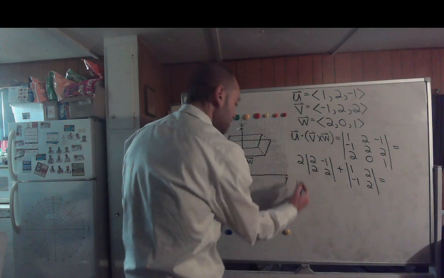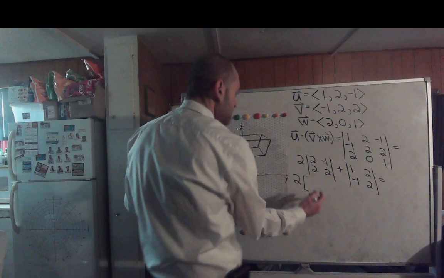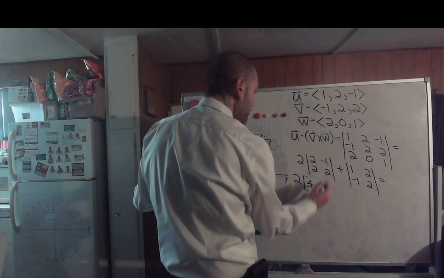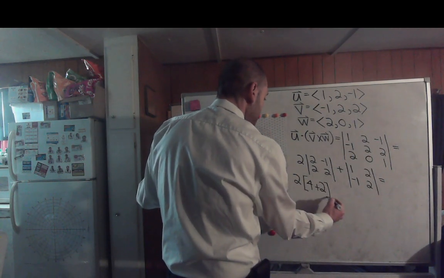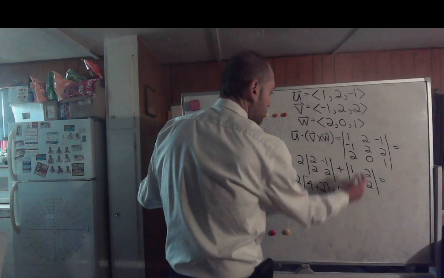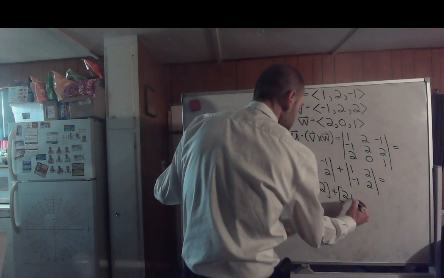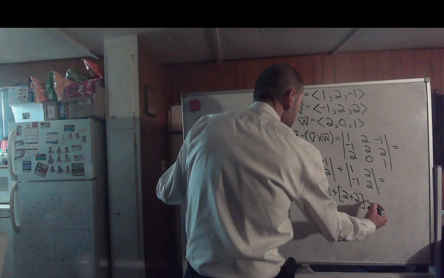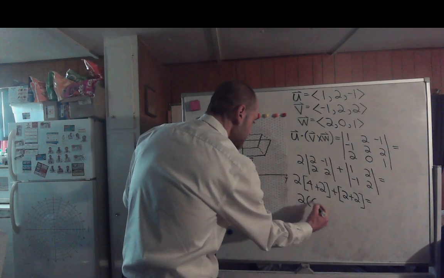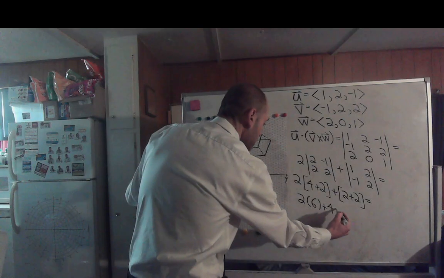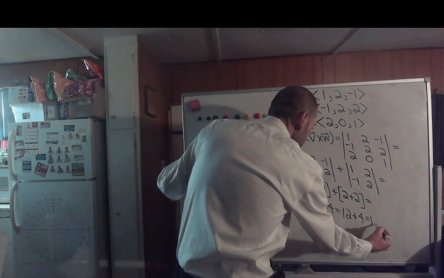So let's take some determinants. So you'll end up having 2 times, well, 2 times 2 is 4, minus -1 times 2, that turns into plus 2, plus my next determinant, so 1 times 2 is in fact 2, minus 2 times -1 is plus 2. So this would simplify into 2 times 6 plus 4, which is 12 plus 4, which equals 16.